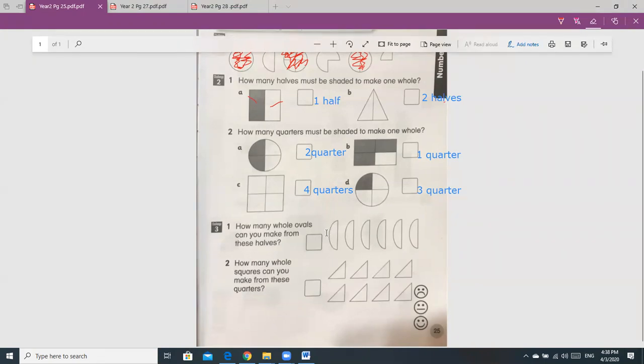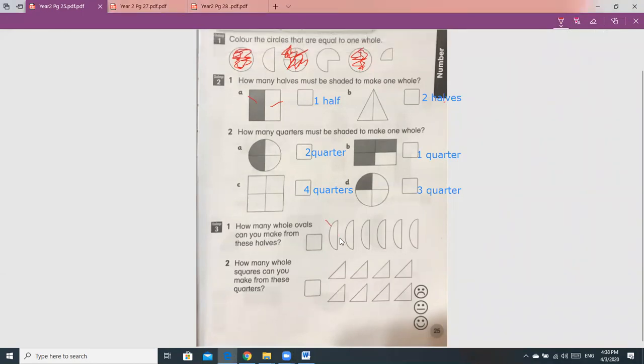So I can take these 2 and make 1. These 2 make 1 for me, and these 2 make 1 for me, and these 2 make 1 for me. So how many ovals do I make? 1, 2, 3. So I make 3 ovals.